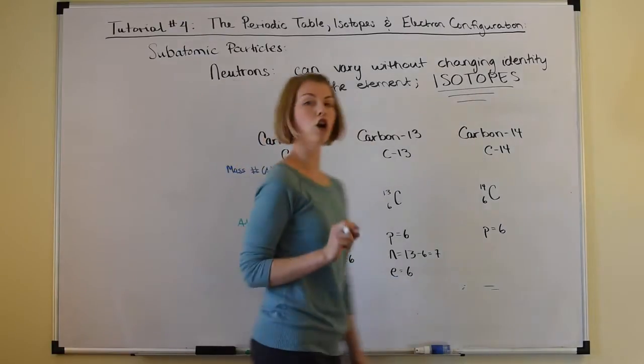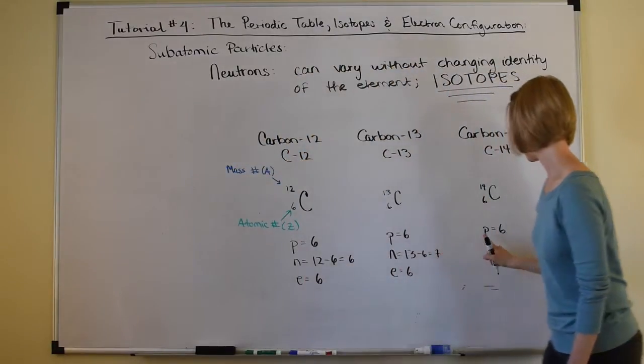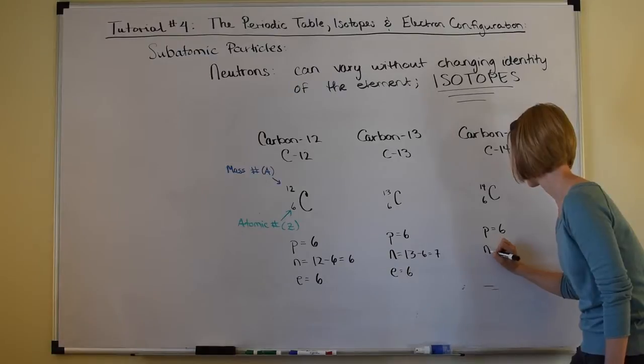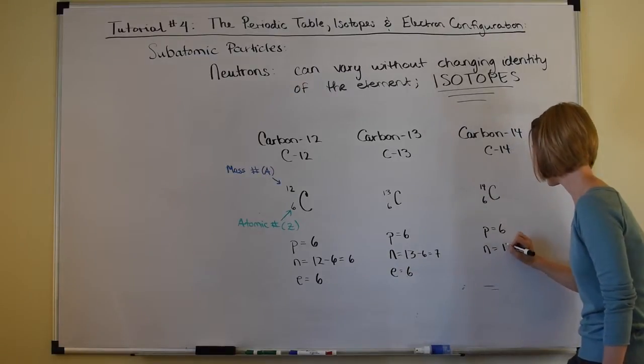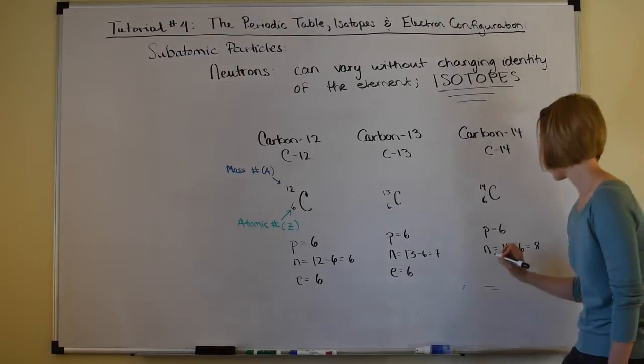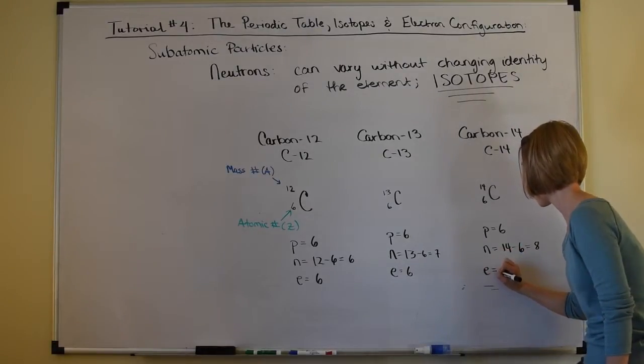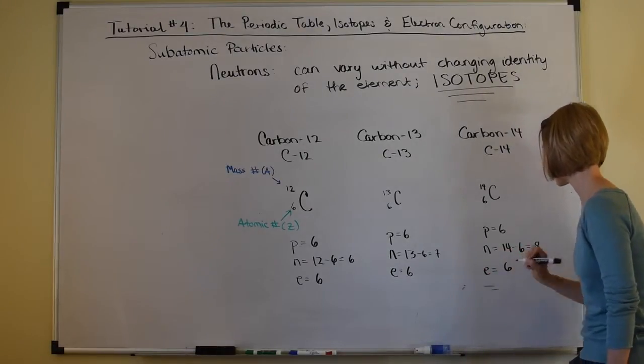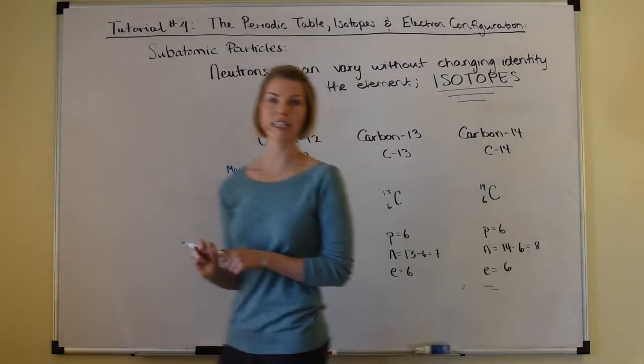Last but not least, carbon-14. Okay, 6 protons. 14 minus 6, therefore 8 neutrons. And it's still a neutral atom, so the number of electrons is equal to the number of protons, and it is 6.